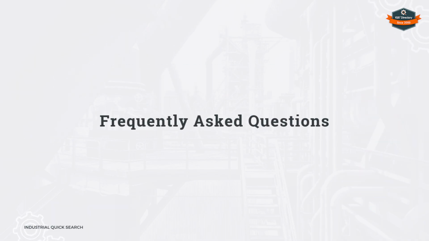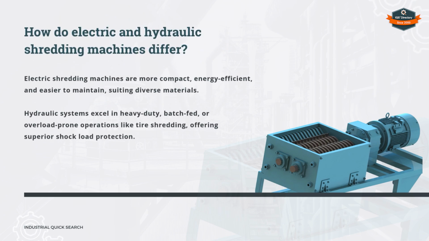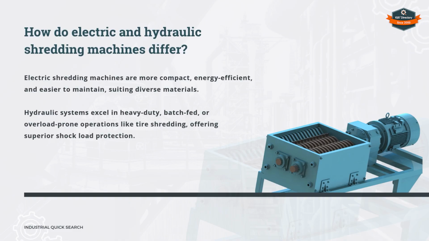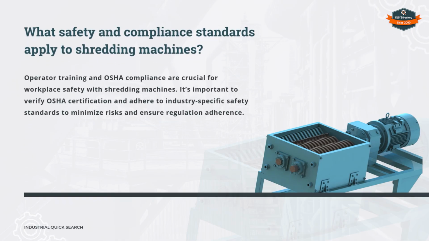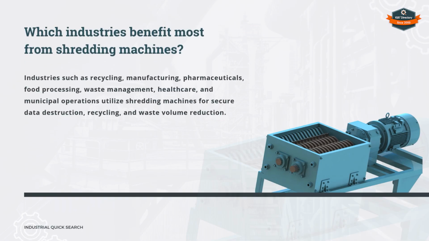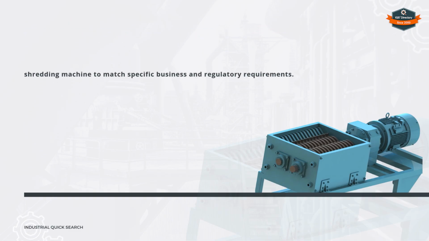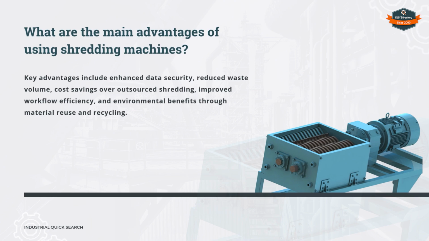Frequently asked questions. What are the primary types of shredding machines and their uses? How do electric and hydraulic shredding machines differ? What safety and compliance standards apply to shredding machines? Which industries benefit most from shredding machines? What factors should local businesses consider when choosing a shredding machine? What are the main advantages of using shredding machines?